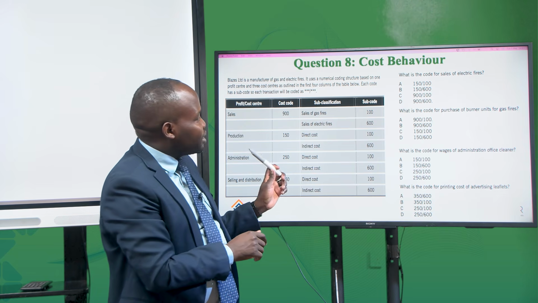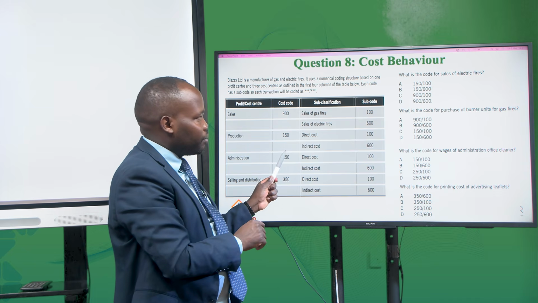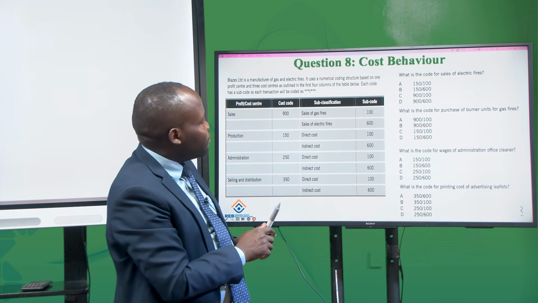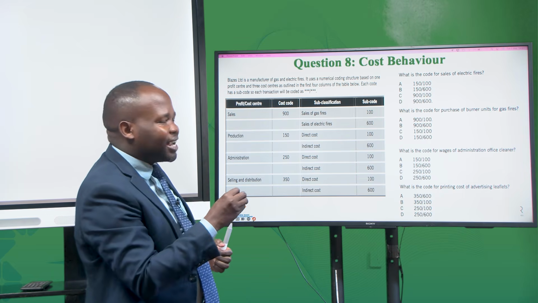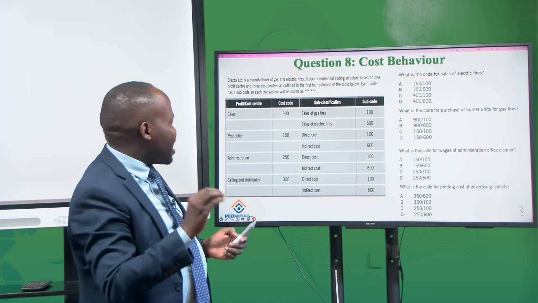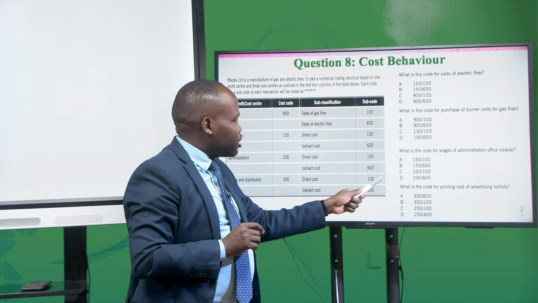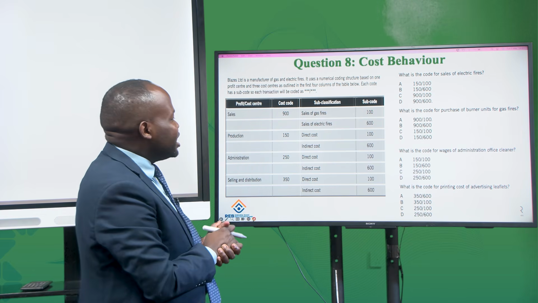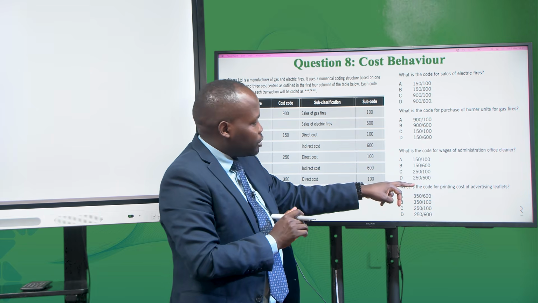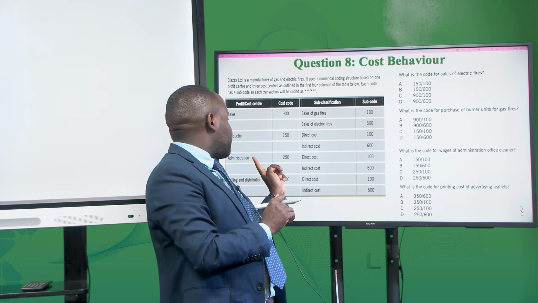The next one is, what is the code for wages of administrative office cleaner? The code for administration is 250. Wages for administration office cleaners are not direct, they are indirect. So it will be administration 250, indirect 600. So 250 and 600. The correct answer is D.